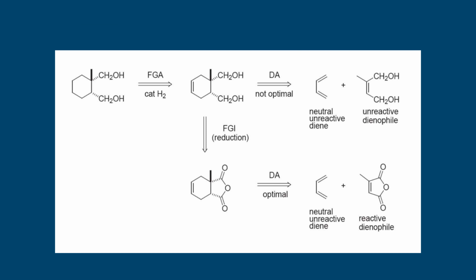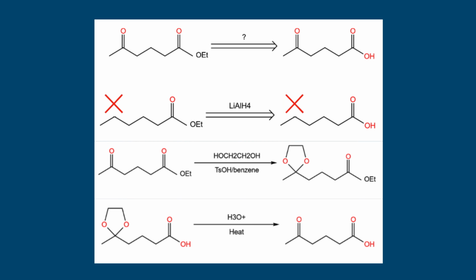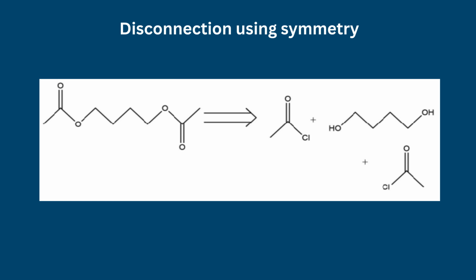Strategic bond selection. Key bonds for disconnection include bonds adjacent to functional groups and bonds formed via reliable reactions, for example, C-C coupling and nucleophilic addition. Minimization of protecting groups. Protecting groups complicate synthesis and reduce efficiency. Their use should be minimized unless necessary. Exploitation of symmetry. Symmetry simplifies retrosynthesis by reducing the number of unique intermediates and enabling convergent strategies.